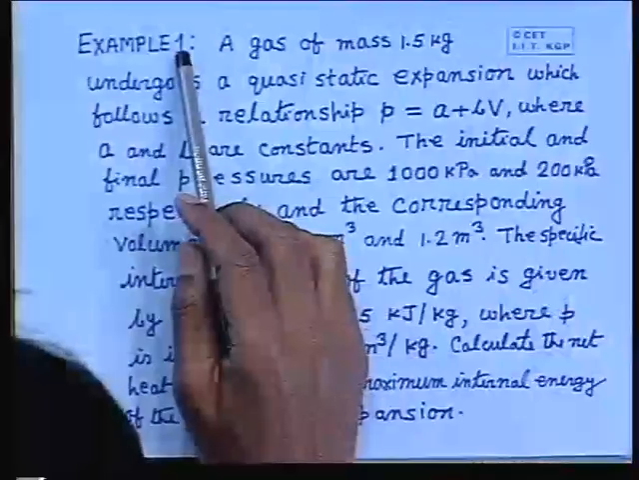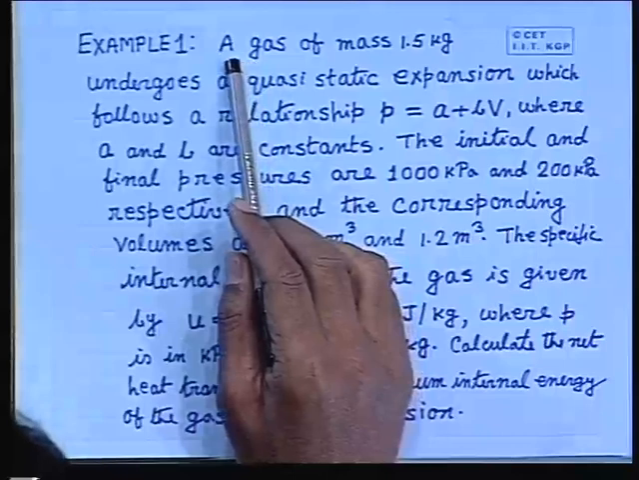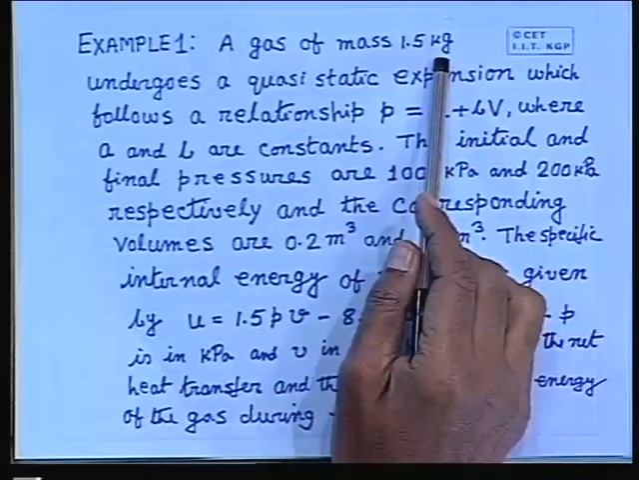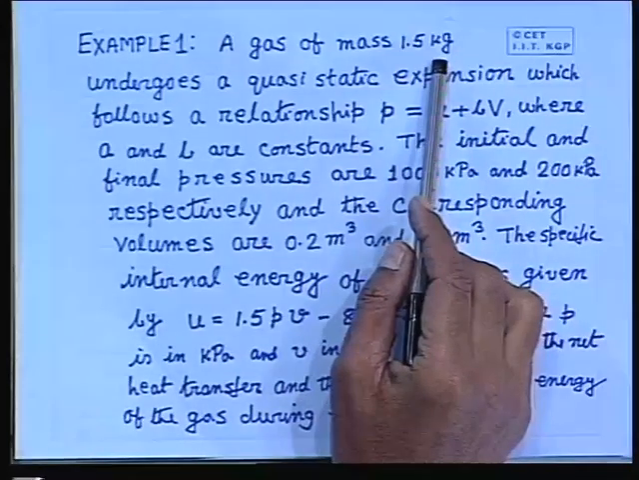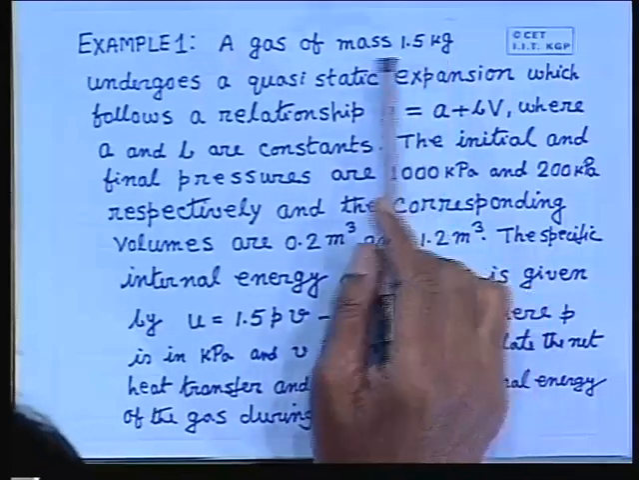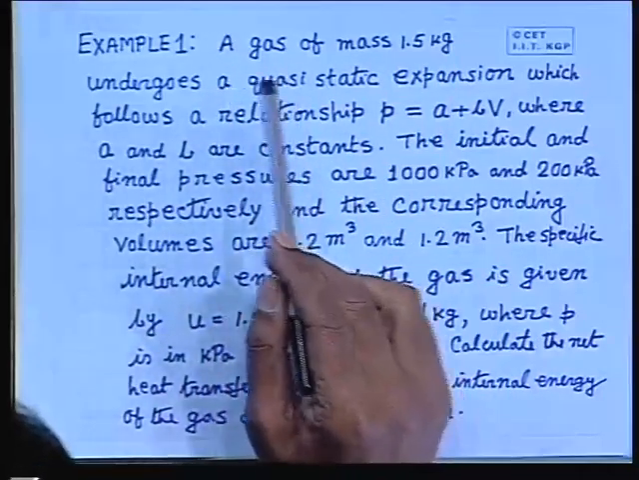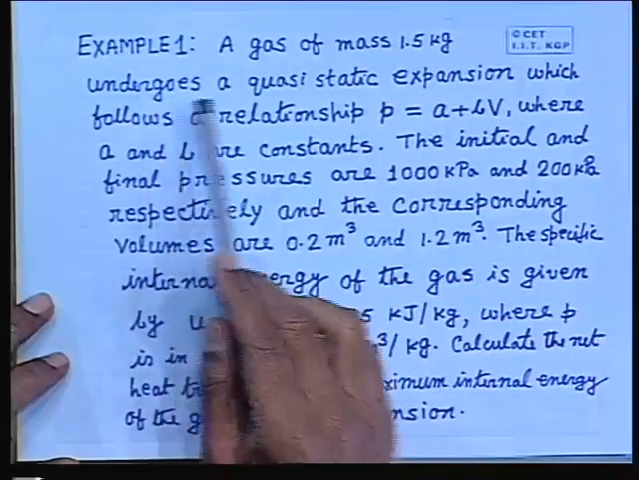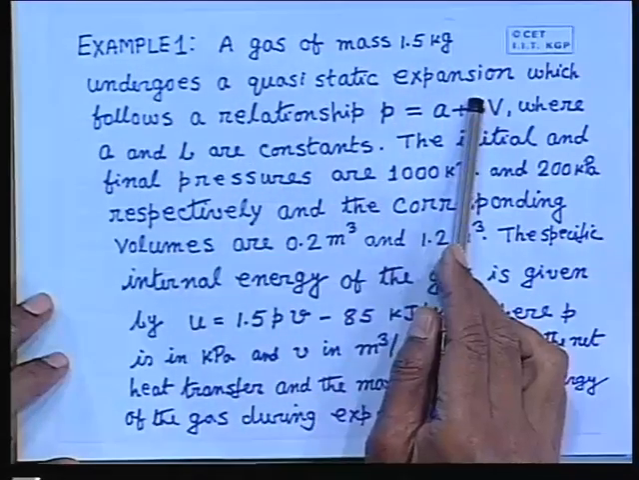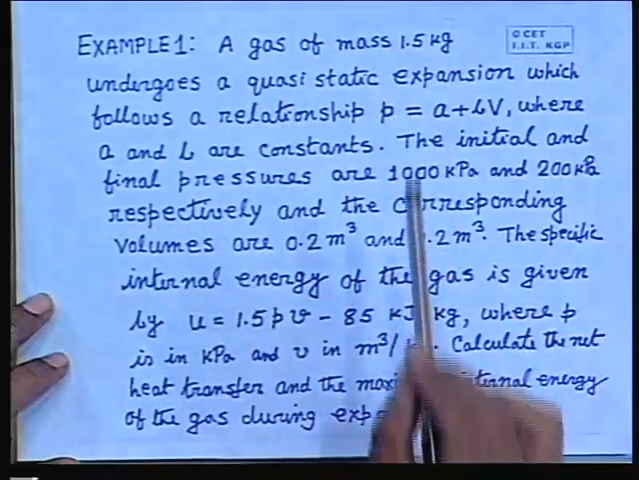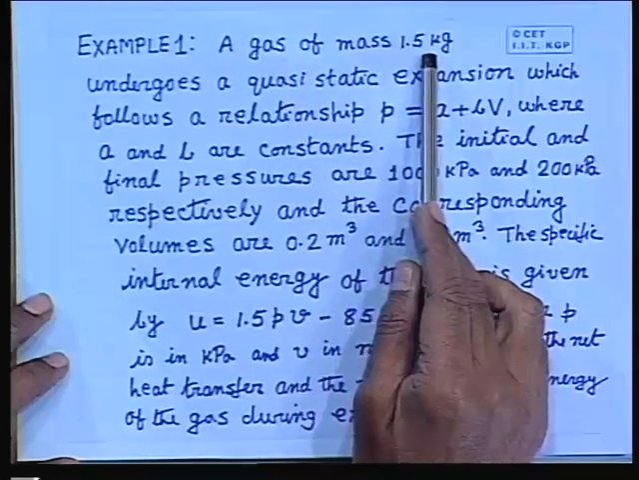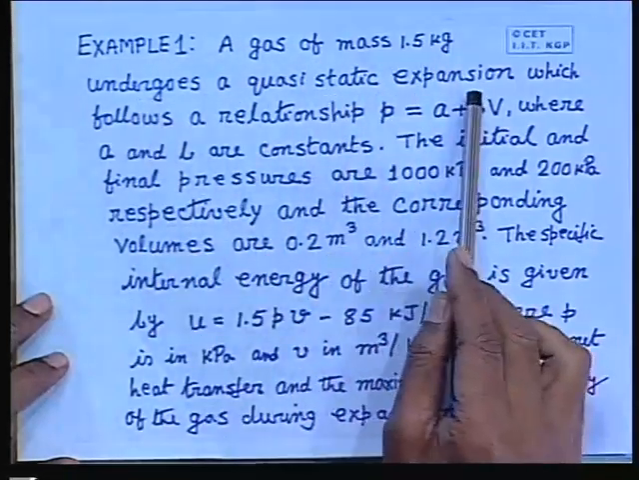First problem, example 1. A gas of mass 1.5 kg. Now, this is a problem relating to the application of the first law in a closed system, and we start with a very simple problem, straightforward applications. A gas of mass 1.5 kg undergoes a quasi-static expansion. You may or may not write the entire problem. You can write only the pertinent points. For example, a gas, the mass of which is 1.5 kg, undergoes a quasi-static expansion.